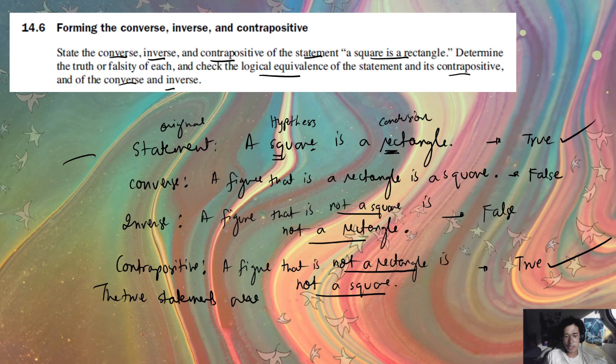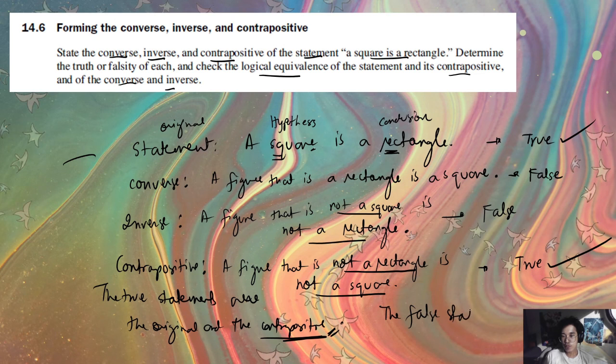So for this one, the true statements are the original and the contrapositive. And always remember that the contrapositive has specific properties that make it true. And the false statements are the converse and the inverse of the original statement. And that's how we can solve this problem.